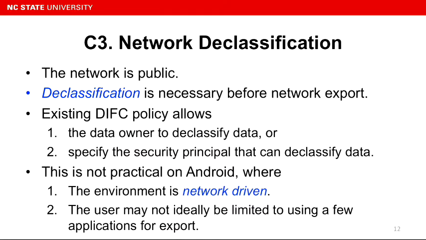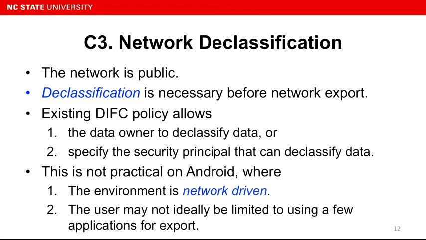Now we're going to talk about the challenge of network declassification on Android. So like I said before, data must be declassified before it is exported to the public domain, and the network is considered to be public. Now there are two primary ways in which declassification is being done right now. The first way is to query the data owner to declassify the data. So essentially you call back the data owner and the data owner either allows or denies the declassification. The other approach is for the data owner to actually specify a small set of security principles that can declassify data on its behalf. Now both of these approaches are problematic.